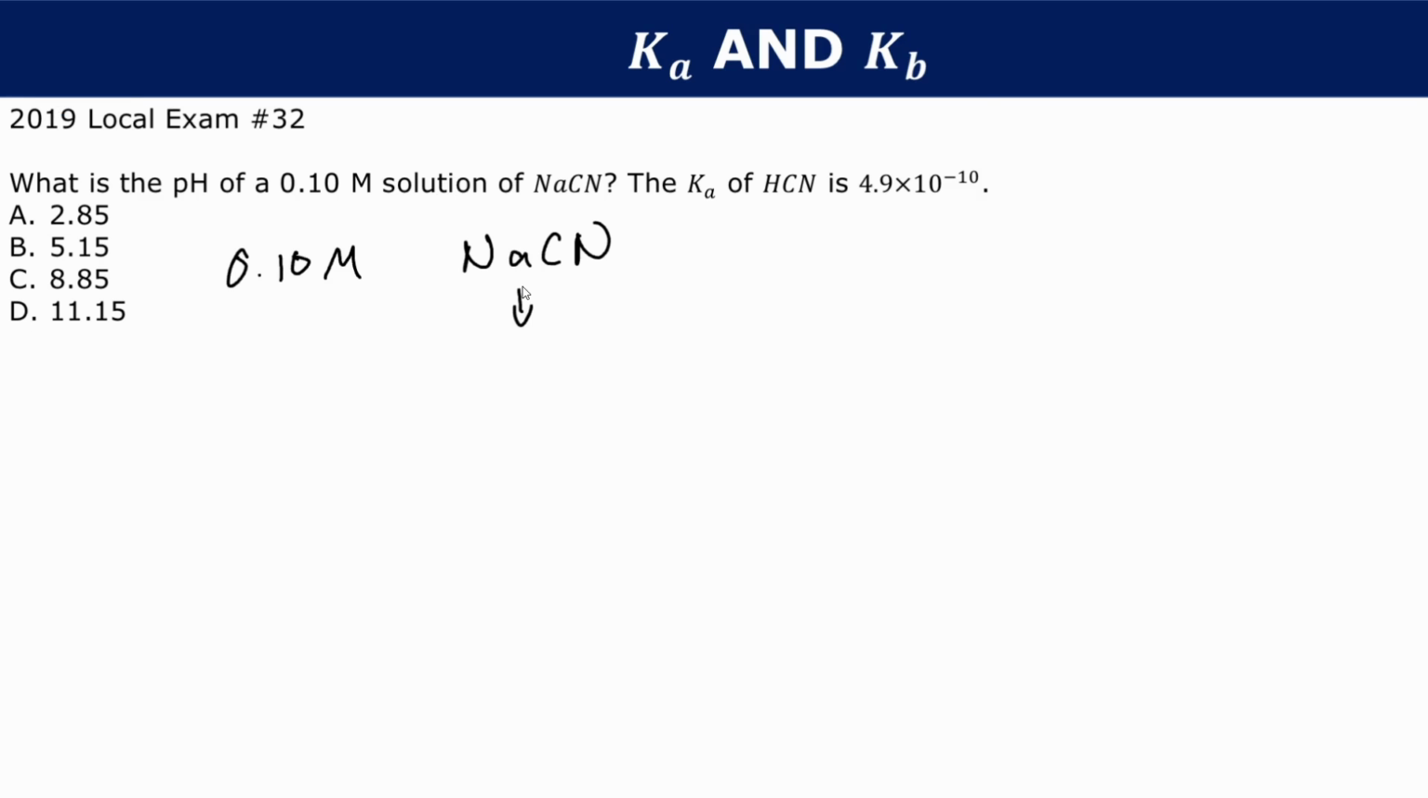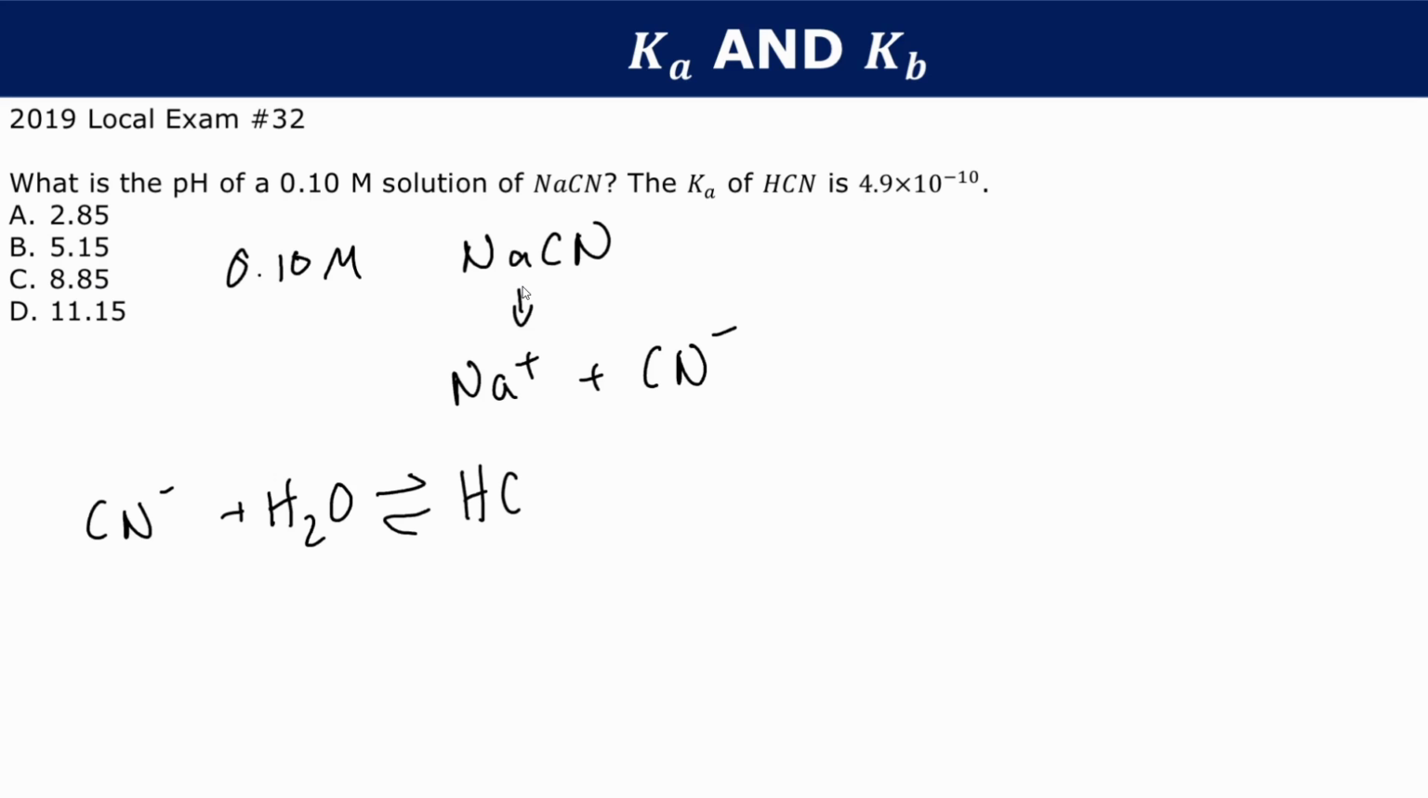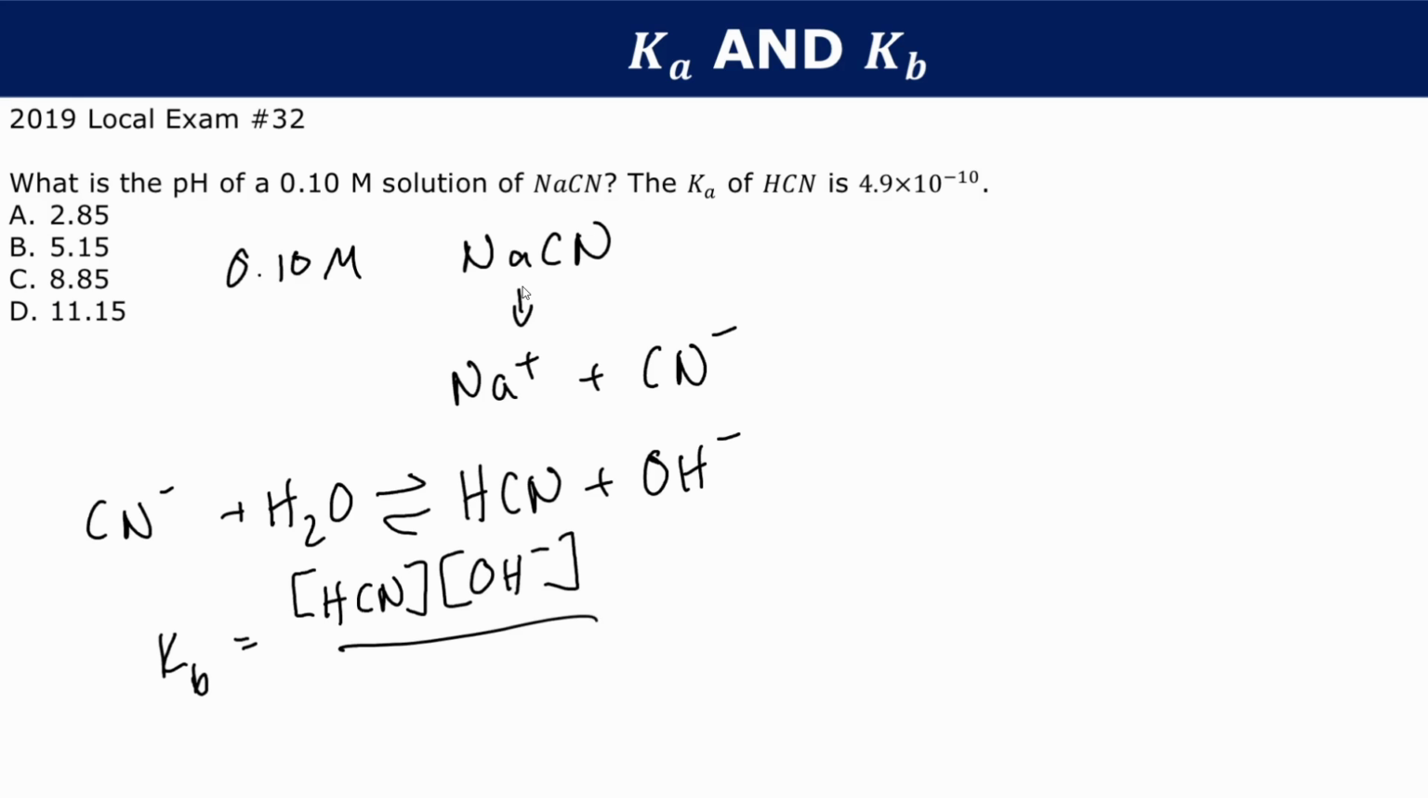And this NaCN is going to dissociate into Na+ and cyanide ions. And so where is the pH going to come from? Well, the pH is going to come from this little equation here, where cyanide is going to react with water to produce HCN and OH- ions. Now, we can write a Kb value for this, where Kb is the concentration of HCN times the concentration of OH- all over the concentration of CN-. Remember, the water is not added because it's in liquid form.